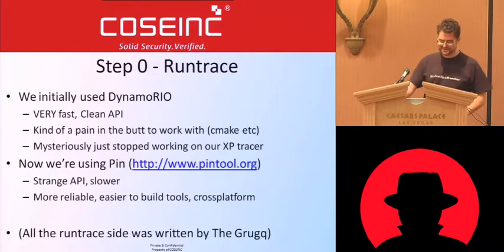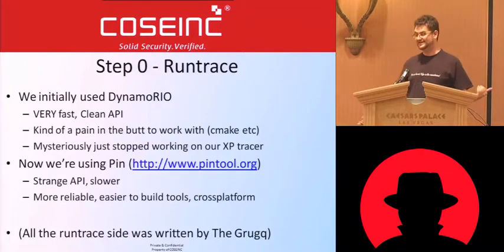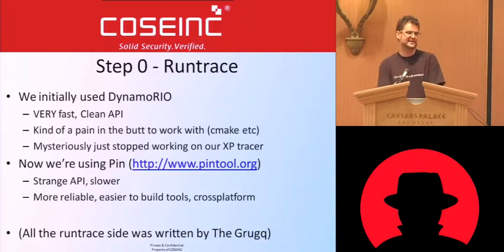So exactly. The first thing you've got to do is get your run trace. We initially used DynamoRIO, which is super fast and has a nice clean API. It's horrible to work with on Windows. It needs CMake and MSYS and all kinds of stuff you really don't want to be messing with. And then it just stopped working for no apparent reason. So we gave DynamoRIO the finger, and we're now using Pin.